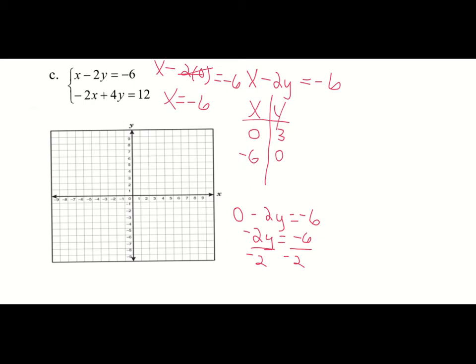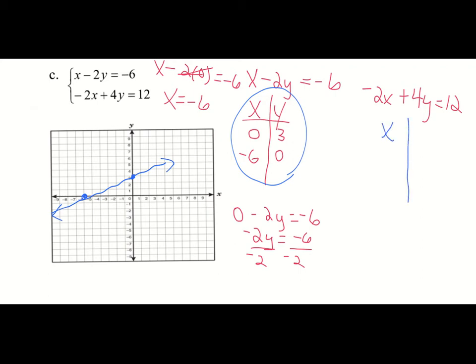And then let's take a look at our second equation. So we have negative 2x plus 4y equals 12. All right, and let me go back and I'll graph this real quick. So we have 0, 3, which is right there, and negative 6, 0. So here's our first equation graphed. Okay, now let's go back to our t-chart for the other one.